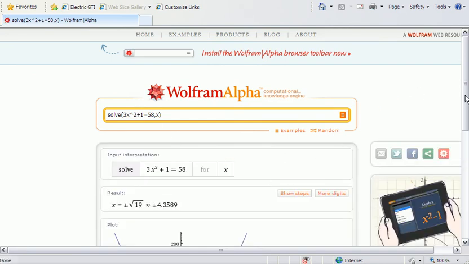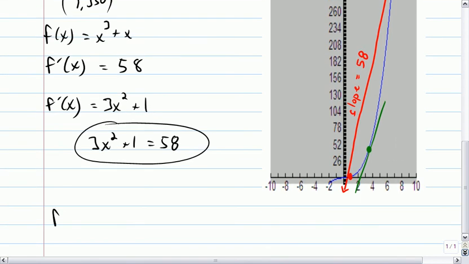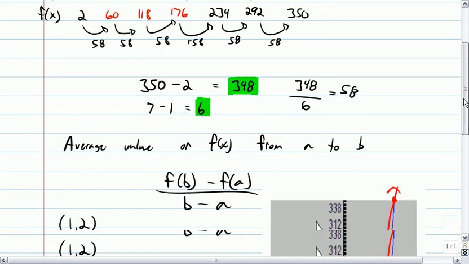So plus or minus 4.359. Okay. Well, when I say plus or minus, you don't care about both of them, because we're only looking from x equals 1 to x equals 7. So at about 4.359, we achieve that average rate of change, 58. So I would just make a note, f prime of x equals 58 when x is approximately 4.359. So we've done average rate of change, and then when do I achieve that average rate of change?